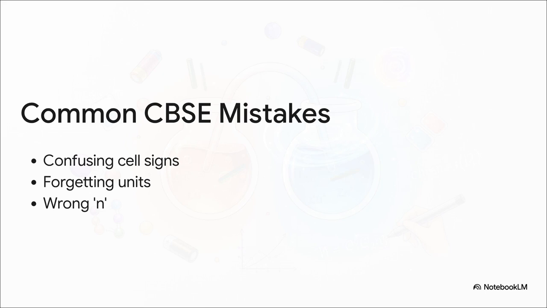As someone who has checked hundreds and hundreds of exam papers, I literally see the exact same mistakes crop up every single year. Please don't fall into these traps. First up, confusing anode and cathode signs. Just remember, while galvanic and electrolytic signs are different, oxidation is always at the anode, period. Second, forgetting units. Cell potential is in volts, conductivity has its own specific units, you have to write them down.